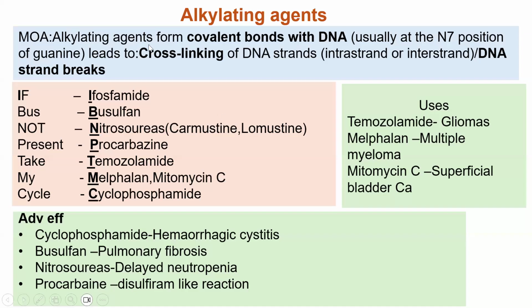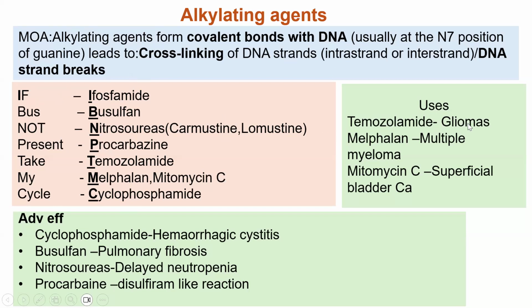Next, alkylating agents. The main mechanism is that they form covalent bonds with DNA, leading to cross-linking and inhibiting the DNA strand, causing breaking of DNA strands. This is the mnemonic. Remember the drug names, please. Due to time constraint, I will share the PPT. Anyhow, you have to memorize this.